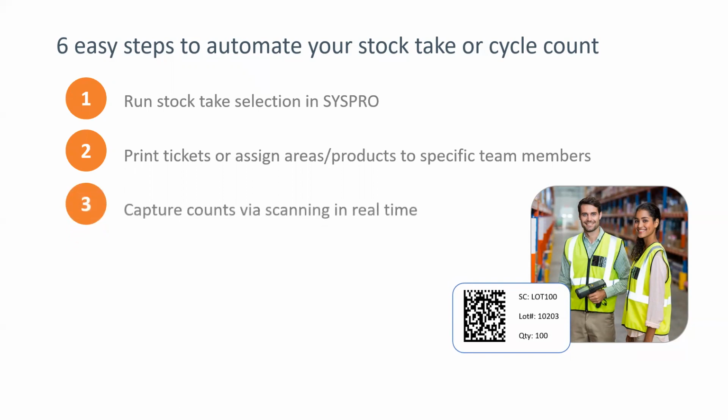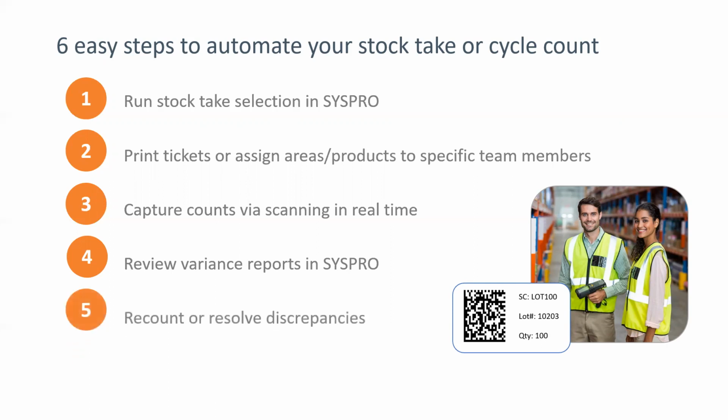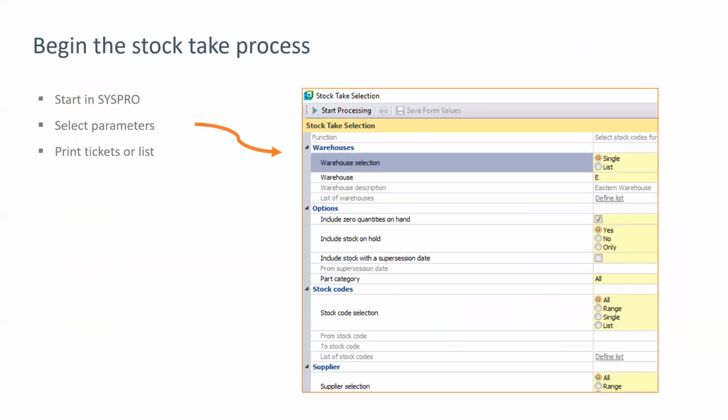This is when riteSCAN kicks in, and you're going to now actually go and capture those counts via scanning in real time through those handheld devices with riteSCAN. Once you're done with that, with all your counters out there and they're done counting, you're going to review your variance reports out of SYSPRO to review that information. Of course, you're going to have to recount and resolve those discrepancies because you know you're still going to find those discrepancies with inventory. The last step in the process is to actually accept the stock take in SYSPRO, which is going to make the adjustment to inventory at that time.